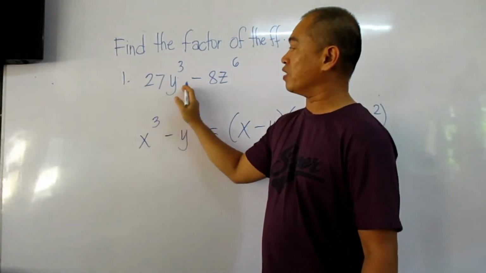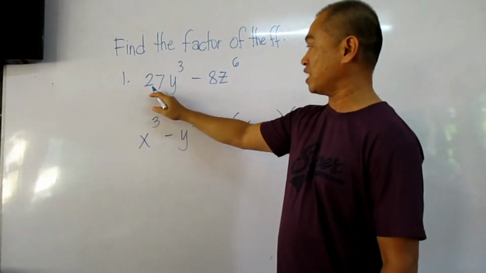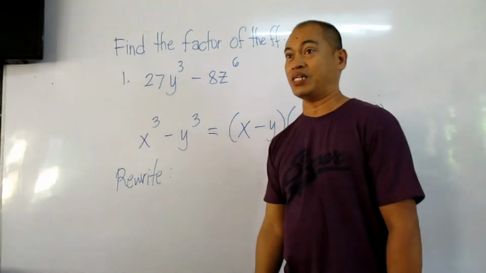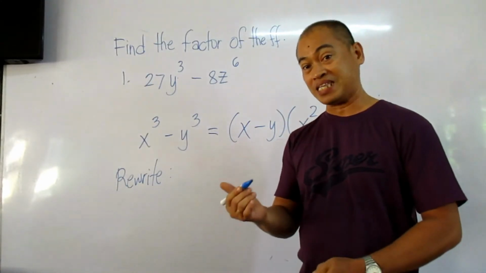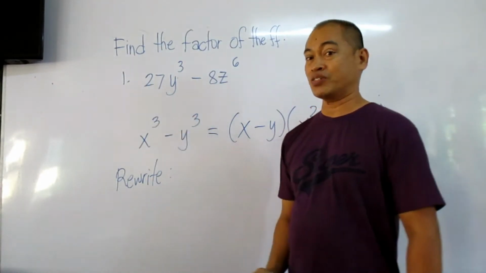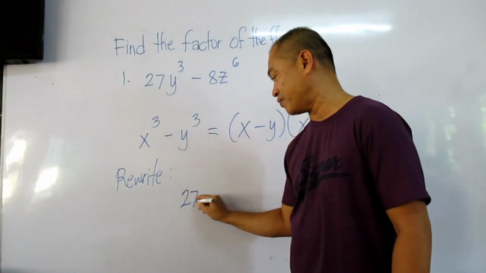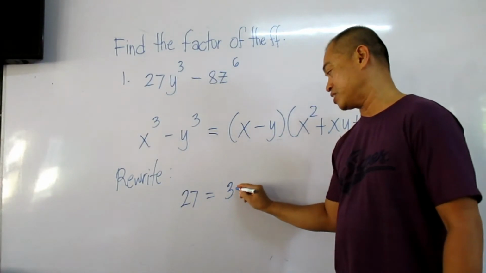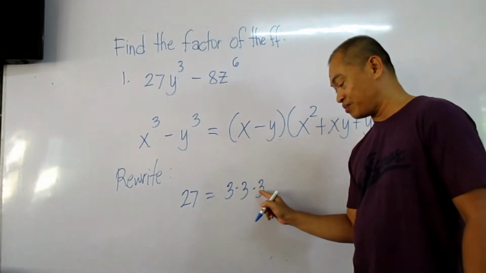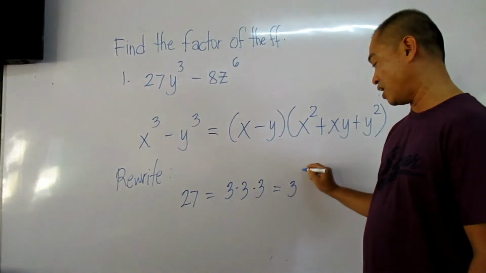So therefore, you are going to change this term into power of 3. So what is the perfect cube for 27? You're going to rewrite 27 into a number that if you're going to multiply 3 times, because that is cube. So what number that if you're going to multiply 3 times, the answer is 27? So that is 3. Because 3 times 3 times 3 is equals to 27. So 3 times 3, 9. 9 times 3, 27. So therefore, 27 in a perfect cube, that is 3 to the cube.